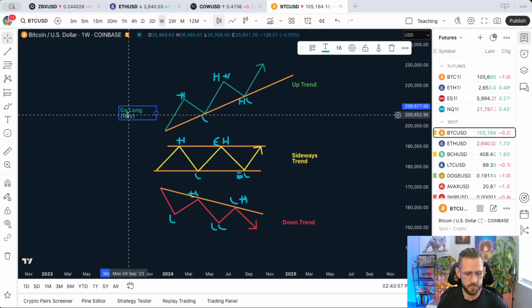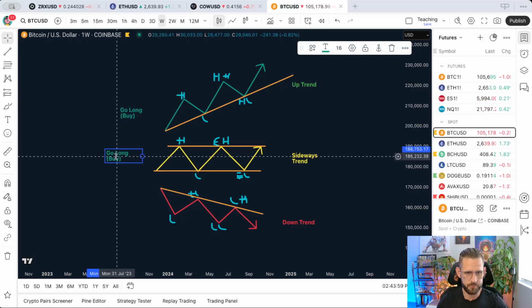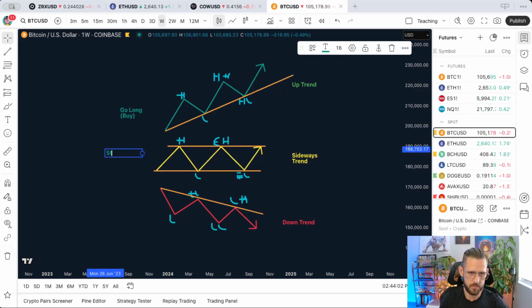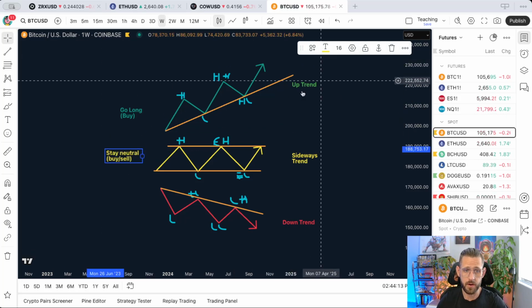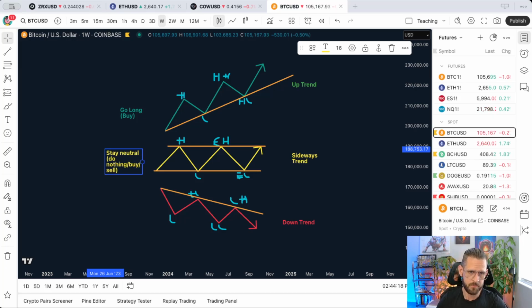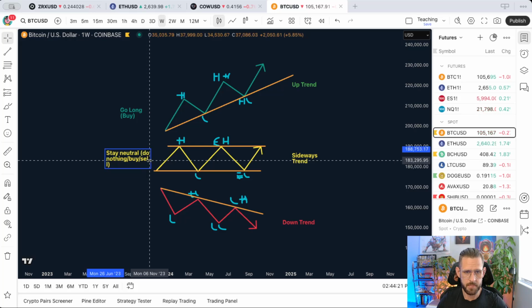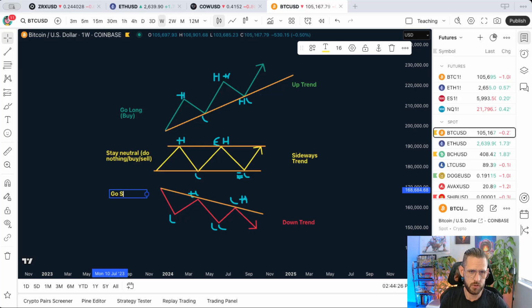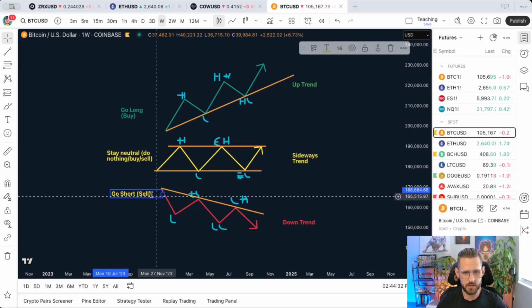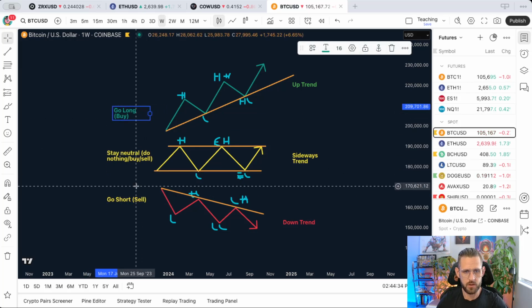Go long in an uptrend. Stay neutral in a sideways market. Or they don't do anything, right? Buy, sell. Do nothing, buy or sell. Okay. And then go short. And these are just generalizations, okay? For people looking to make appreciation.